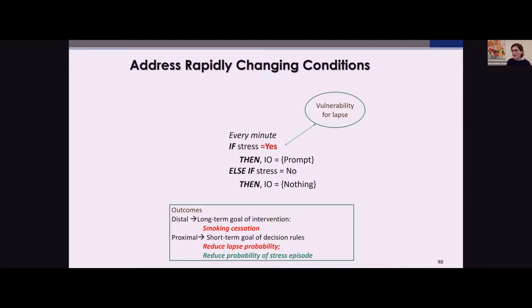We want to do that because by preventing the proximal outcome, by preventing a lapse, we'll be able to achieve the distal outcome, which is smoking cessation. So again, I want you to notice that the proximal outcome is a mechanism of change through which the adaptation process can help us achieve the distal outcome.